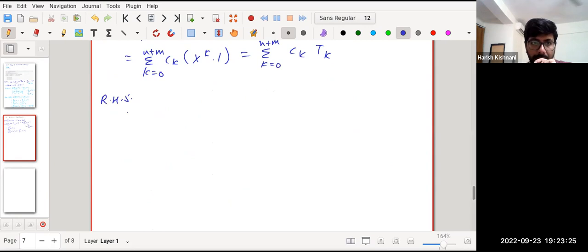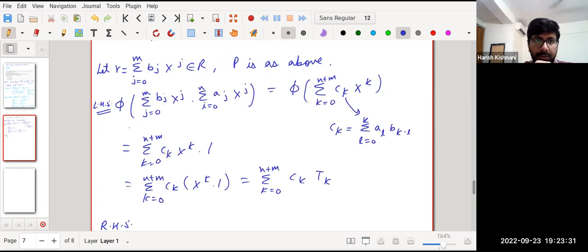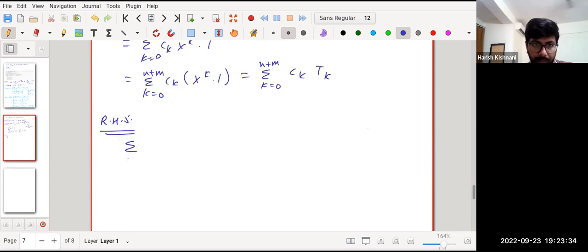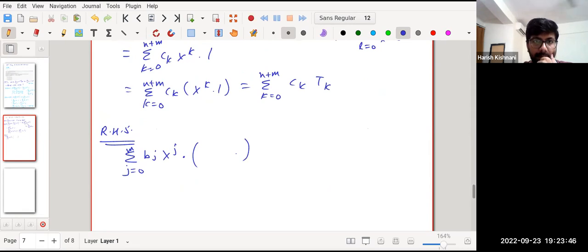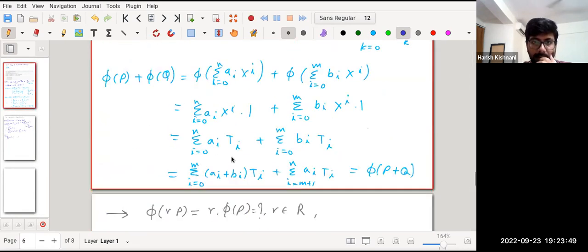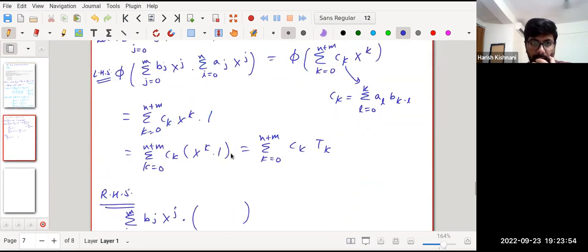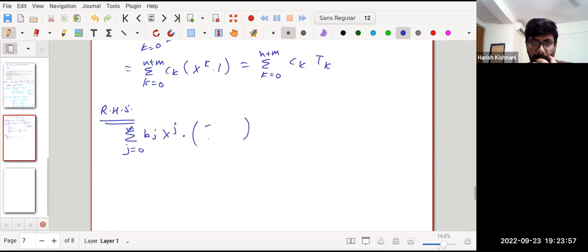RHS, so R is the summation of j equal to 0 to m bj xj dot phi of p. Phi of p we have already computed above, that is the summation of i equal to 0 to n ai ti. Okay, this is your phi of p.